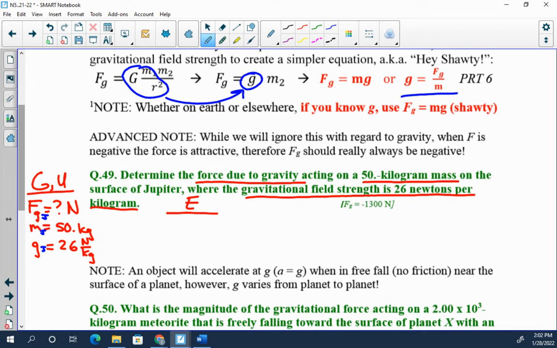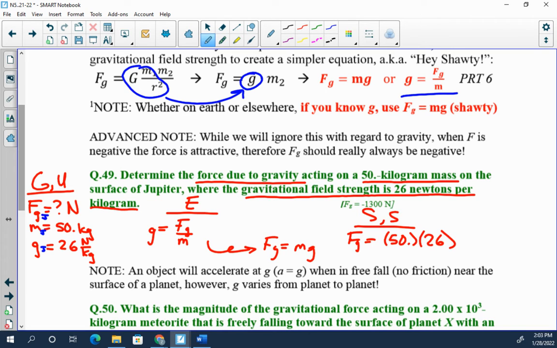Equation. Listen, Big Ugly can handle this for you. But you don't need Big Ugly on this. Let's just keep it our own little secret. We're going to leave Big Ugly on the side. We're just going to call it Shawty for this one. So here we go. Equation. g equals Fg over m. We're trying to solve for Fg. Do a quick rearrange. Fg equals mg. And at this point, substitute and solve is about as easy as it gets. Fg equals 50 kilograms times 26 newtons per kilogram.